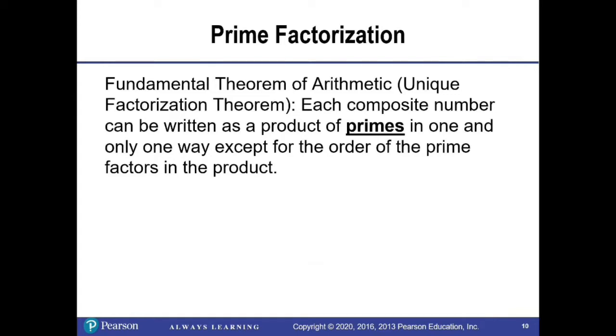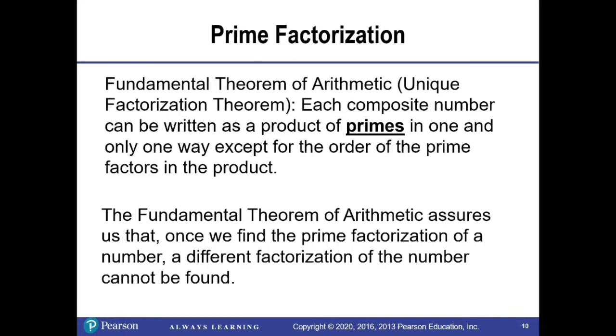For instance, 6 is 2 times 3. There are no other prime numbers that I can multiply together to get 6. So there's only one way to write 6 as a product of primes. So the fundamental theorem of arithmetic assures us that once we find the prime factorization, there are no other prime factorizations that we can find.